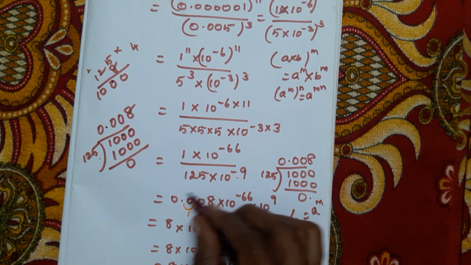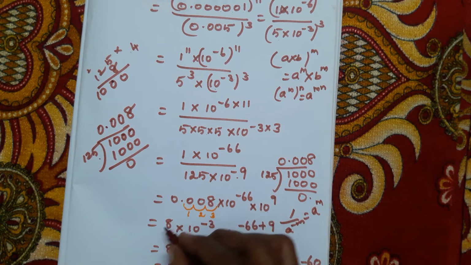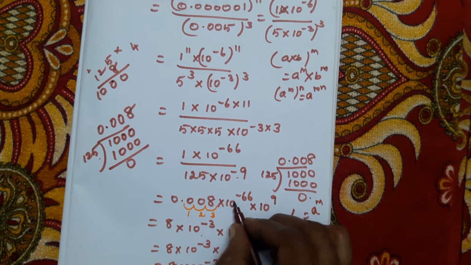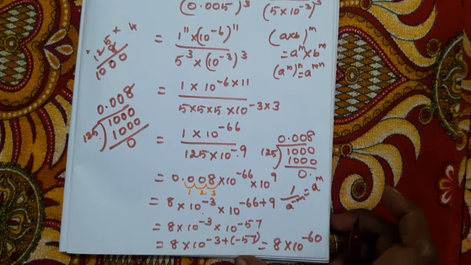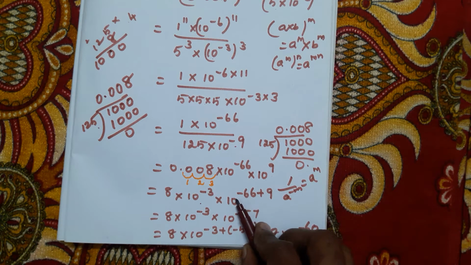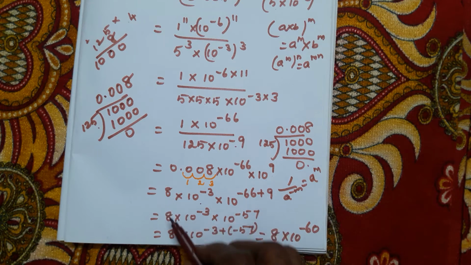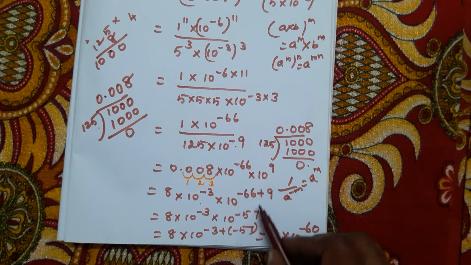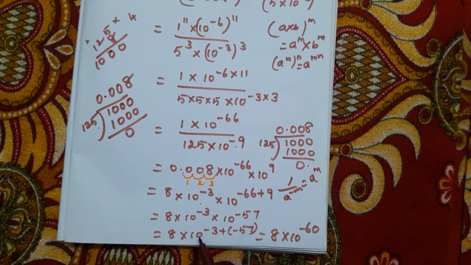Again we want to convert this into scientific notation. So we can write 8 into 10 power minus 3. Here 10 power minus 66 plus 9. A power m into a power n is equal to a power m plus n. So it is 8 into 10 power minus 3 into 10 power minus 66 plus 9, which is 10 power minus 57. So 8 into 10 power minus 3 plus minus 57 is equal to 8 into 10 power minus 60. That is the answer.